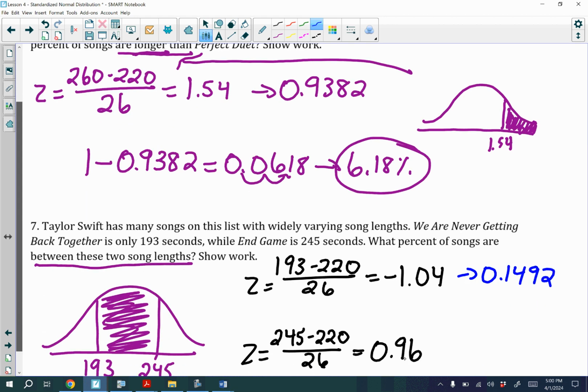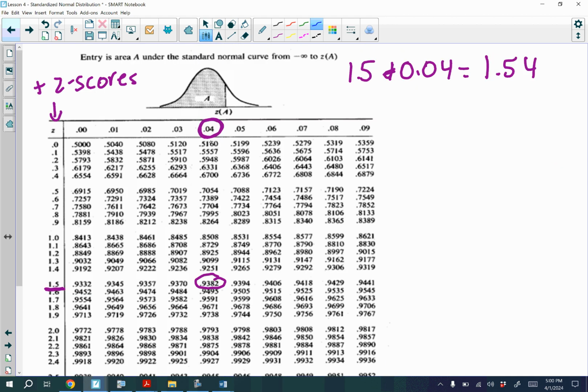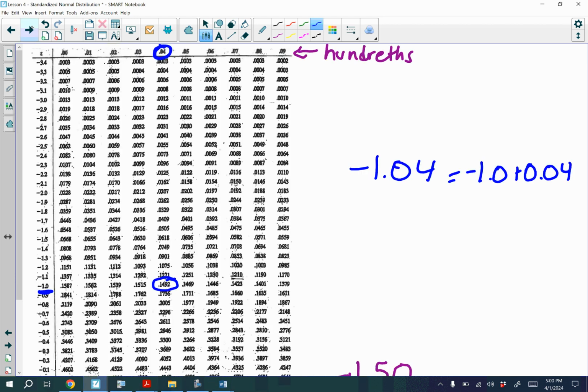Okay, and then we want 0.96. So let's find the area for 0.96. We got to go to our positives. So for the 0.96, I have to go to 0.9, and then I want to go to my 0.06, and that gives me the 0.8315. So that's the area for that part.